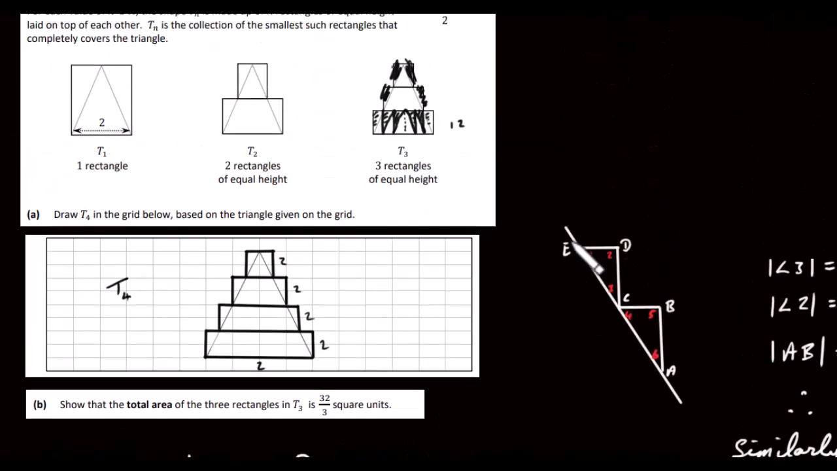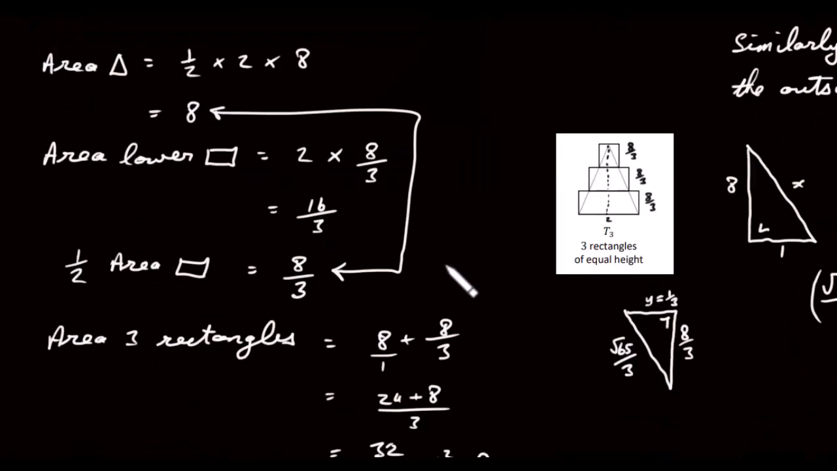Now, just to point out here that the heights of these rectangles are going to follow a pattern. If you have 2 rectangles, then it's going to be 8 over 2. If you have 3 rectangles, then the height of each of these rectangles is 8 over 3. If you have 4 rectangles, the height of each rectangle is 8 over 4. So if you have n rectangles, the height of these rectangles is 8 over n. So that's what I'm going to use down here.